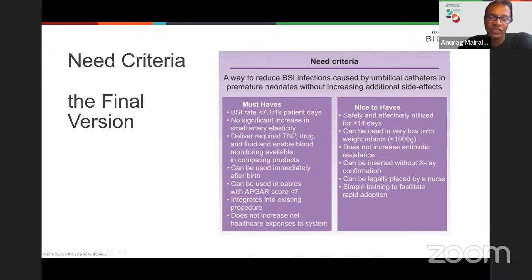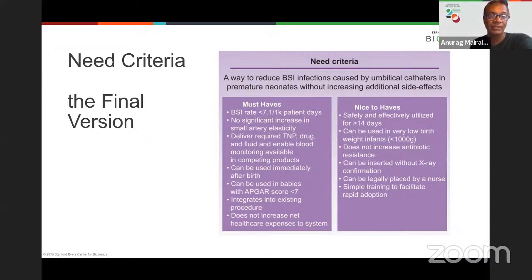These were hospital-acquired infections, and that number was critical for them. So that wasn't must-have. There are other must-haves that they have here, and then nice to have. They had safe usage for more than 14 days. It would be great if they could use this solution for more than 14 days, although it was not a must-have. Even if this thing could only be used for a few days or a week, it would be okay. Must-have was the infection rate should be below 7.1 per 1,000 patient days.